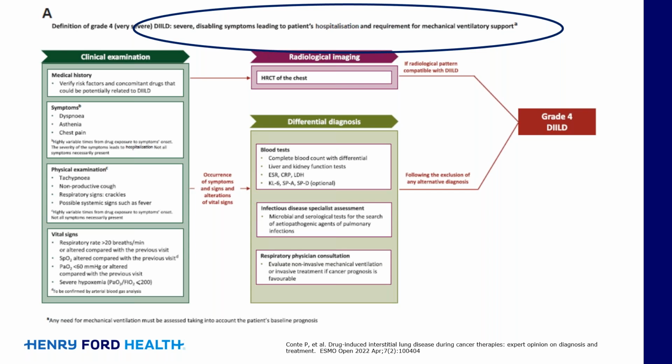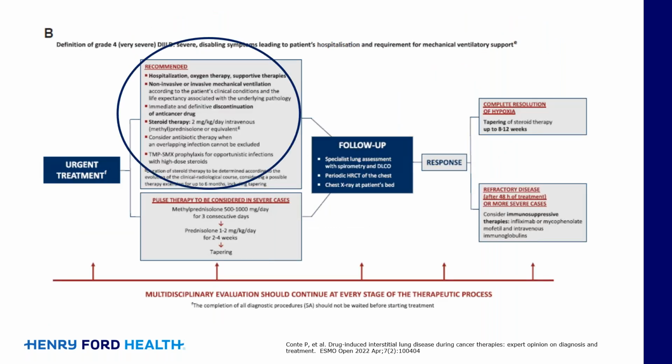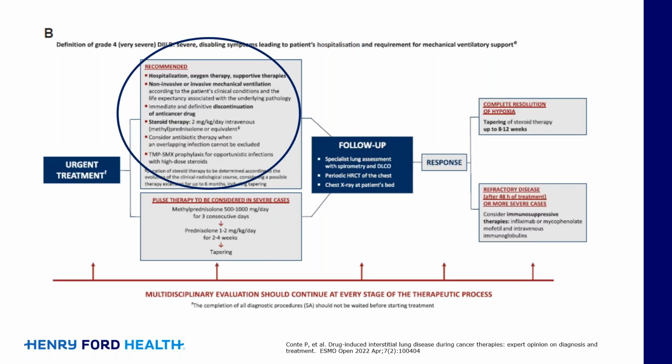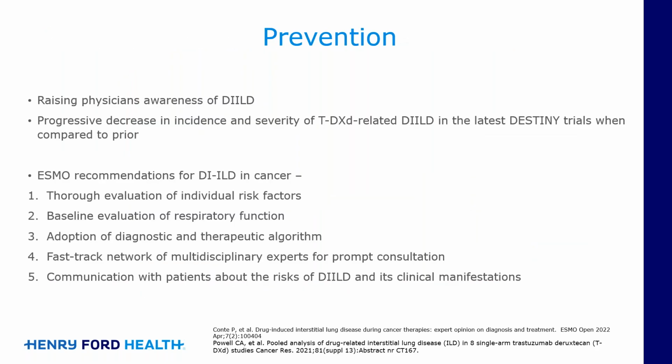Grade 4 are the ones who have severe disabling symptoms and may require mechanical ventilatory support. In these patients, hospitalization, supportive therapies, and non-invasive or invasive mechanical ventilation need to be considered, and steroid therapy at 2 milligram per kg per day or equivalent would be administered with Bactrim for PJP prophylaxis or other medications for PJP prophylaxis. In terms of prevention, is there a way to prevent these?